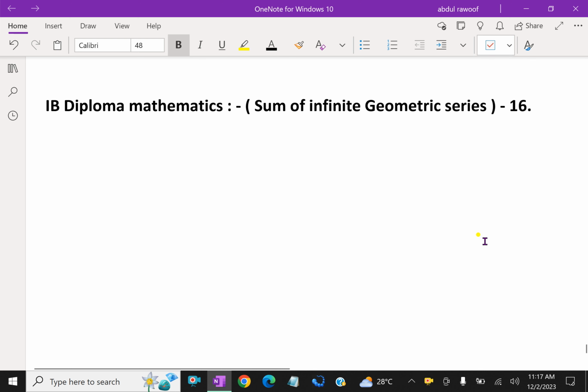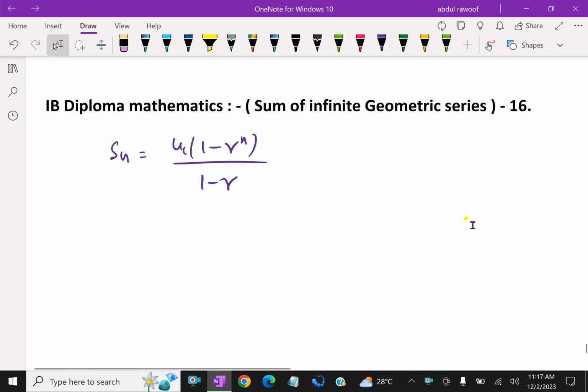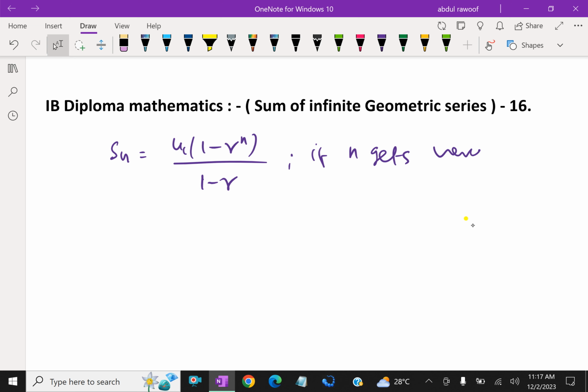Look at this. We know that the sum of a geometric series is u1 times (1 minus r to the power n) over 1 minus r. When n gets very large, what happens to the sum?